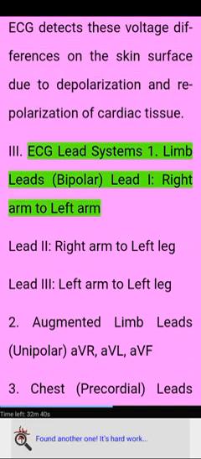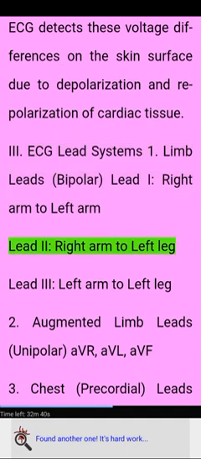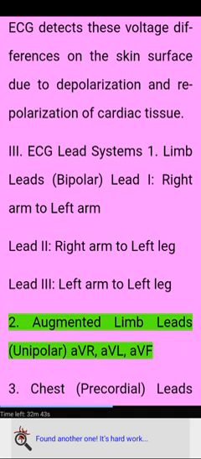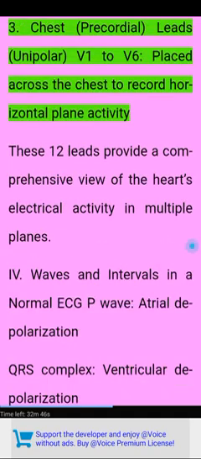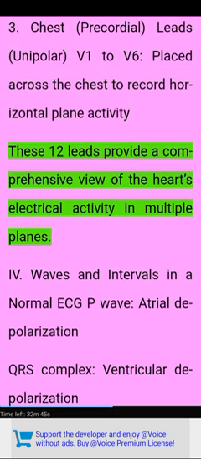3. ECG lead systems. 1. Limb leads, bipolar: Lead I, right arm to left arm. Lead II, right arm to left leg. Lead III, left arm to left leg. 2. Augmented limb leads, unipolar: aVR, aVL, aVF. 3. Chest precordial leads, unipolar: V1 to V6, placed across the chest to record horizontal plane activity. These 12 leads provide a comprehensive view of the heart's electrical activity in multiple planes.